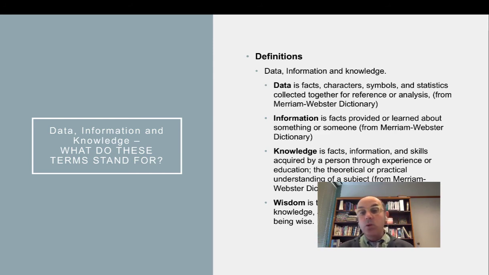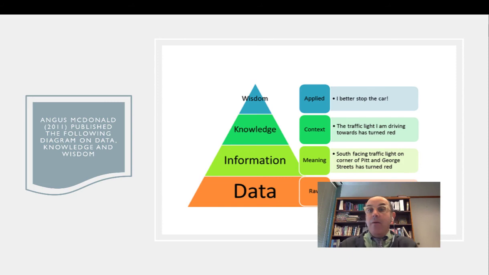And wisdom is making a good judgment on what we know about the data, the information, and the knowledge. We can apply that to visualization to make it much bigger. So, for example, in this case, Angus MacDonald in 2011 created this idea where the data can be read or numbers, and information has a meaning: the south traffic light on the corner of Pitt and George streets.